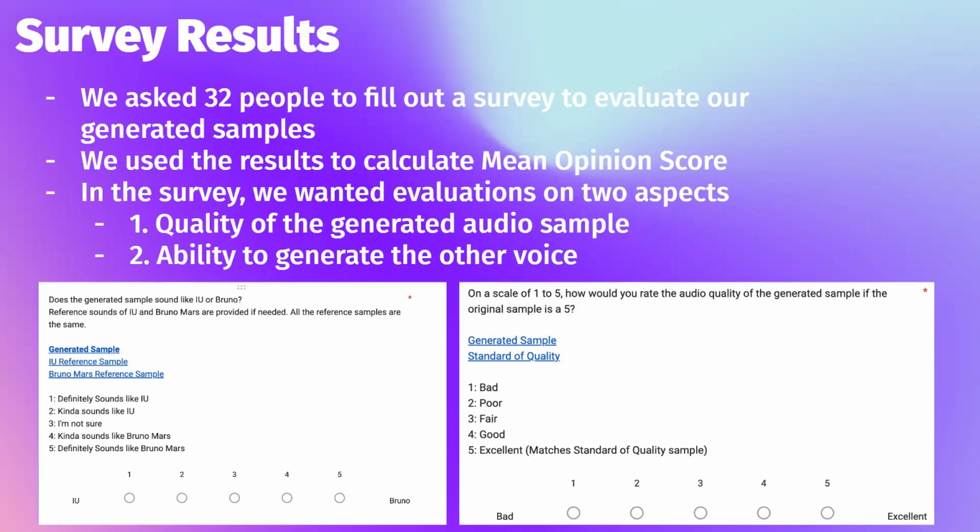For our survey, we wanted to evaluate two aspects. Number 1, the quality of the generated audio sample, which is what I just talked about. And number 2, the ability to generate the other voice. For this one, we asked them, does the sample sound like IU or does it sound like Bruno Mars? We expect there to be an even distribution of Bruno Mars and IU.